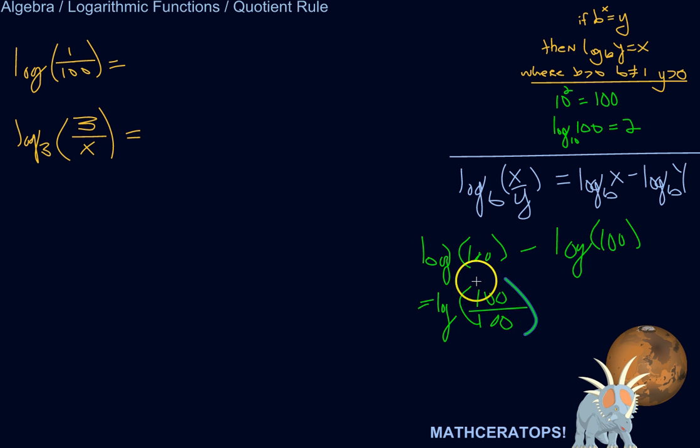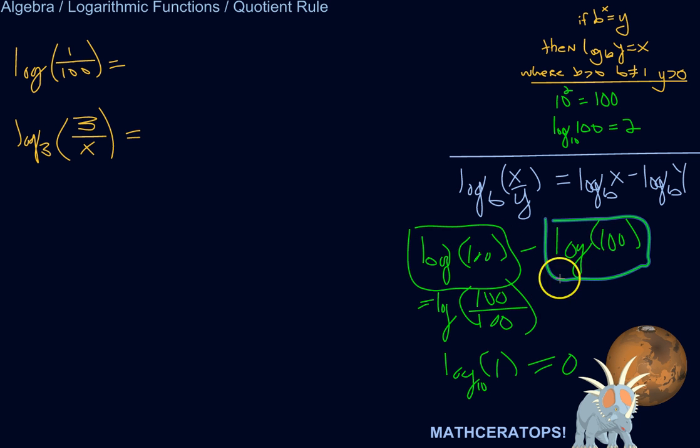Well, log of 100 divided by 100 is 1, so that'd be log of 1. So base 10, the question is, what do I have to raise 10 to the power to turn it into a 1? That's 0. Anything to the power of 0 is 1, right? Well, look at this. Log 100 minus the same log, something minus itself is going to equal 0. Okay. I don't know if that helps at all. That's just an illustration of this working.